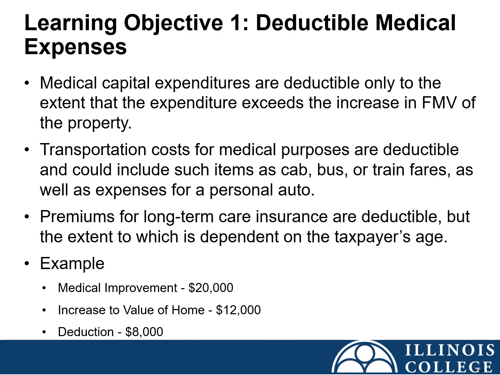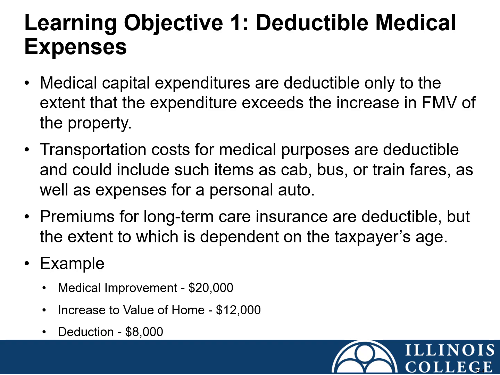Now, another category students often overlook is transportation costs for medical purposes. These include things like cab fares, bus or train fares, mileage for a personal vehicle, and parking and tolls. So if a taxpayer drives to medical appointments, those costs may be deductible. There's also a standard mileage rate for medical travel. I don't recall what it is right off the top of my head, but you're keeping track of your mileage going to and from doctor's appointments, and applying that rate to figure out what your deduction is for medical travel.